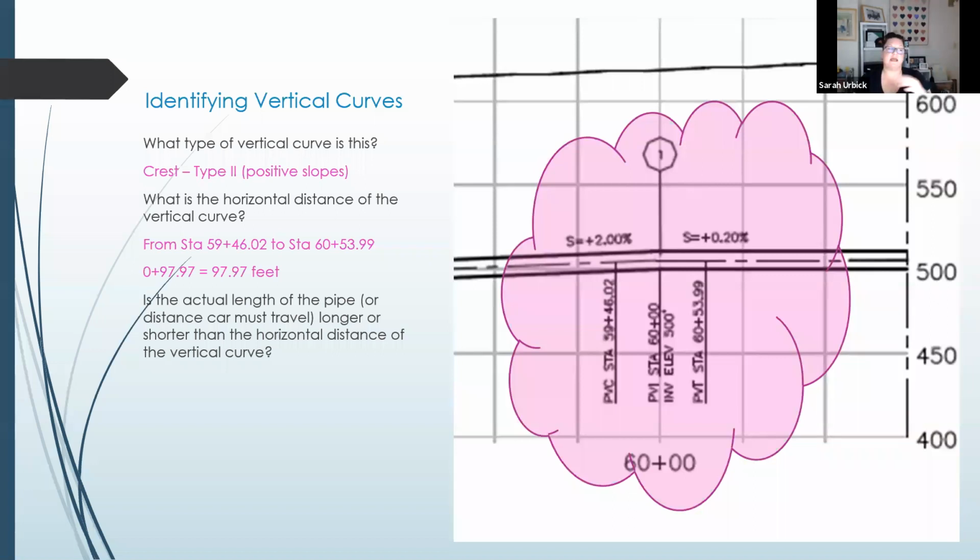So if I had a sag, am I longer or shorter? Wouldn't it be shorter? A little bit shorter. Yeah, that would be the expectation. Okay, so in this case, we're talking a little bit longer.